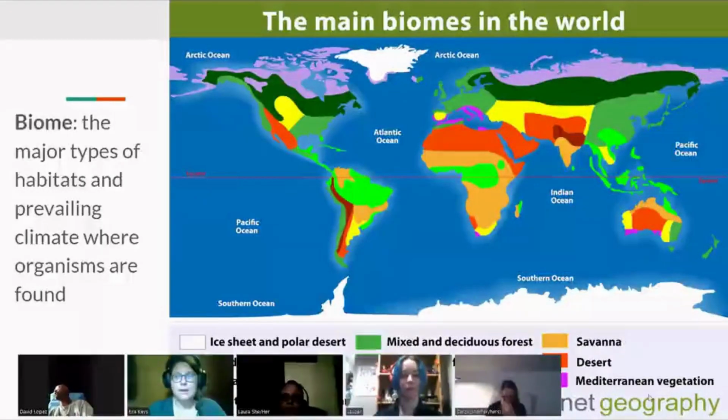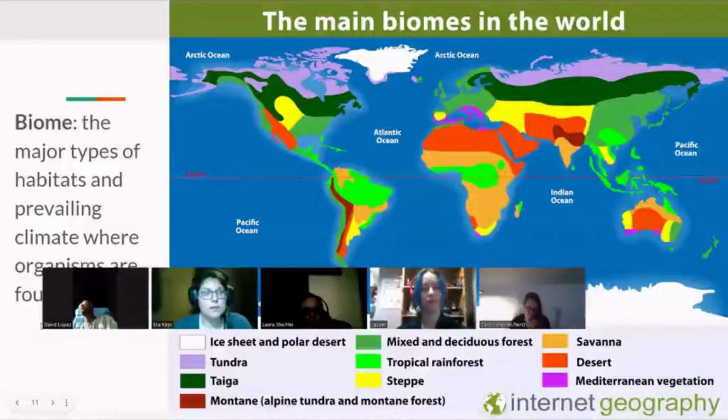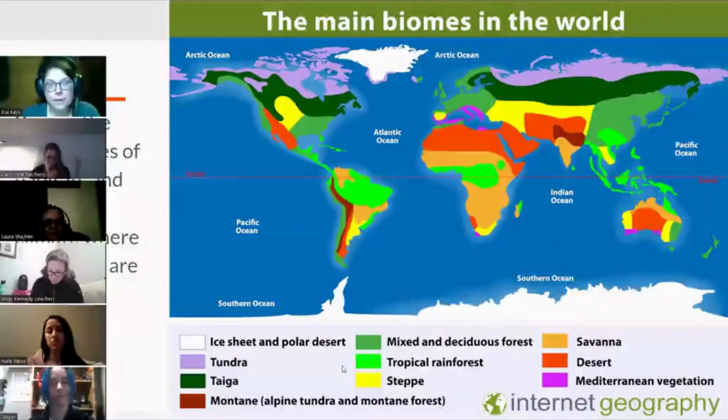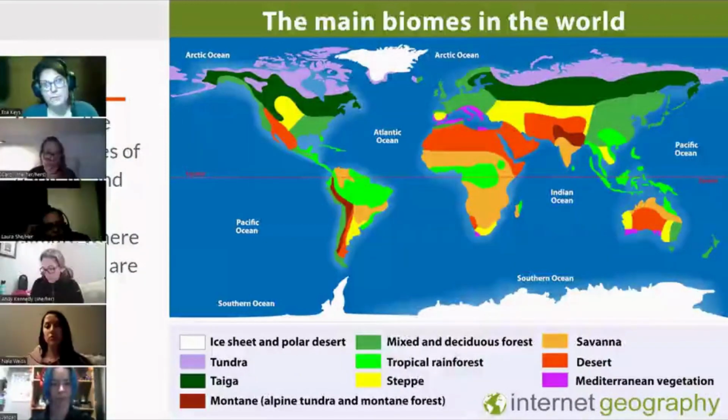Okay. So biome, we kind of talked about that, right? The major types of habitats, the different types of climates, the similarities where organisms are found. If you look at this map, it actually has mapped that for us. We can look at the tropical rainforest, the tundra, the taiga, the montane, the savanna, the desert. These similar characteristics in climates and habitats are mapped right here.